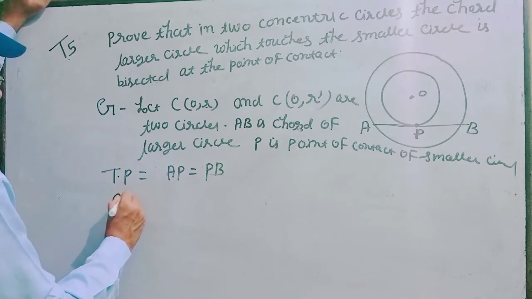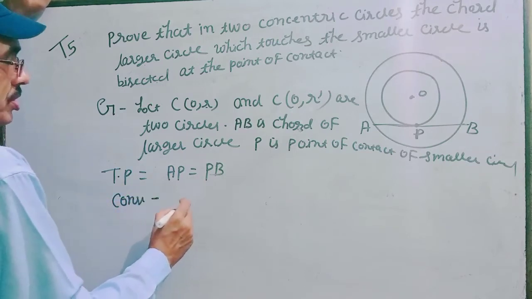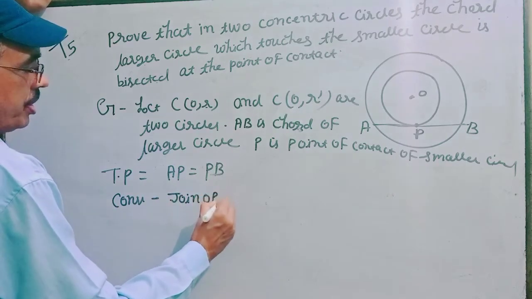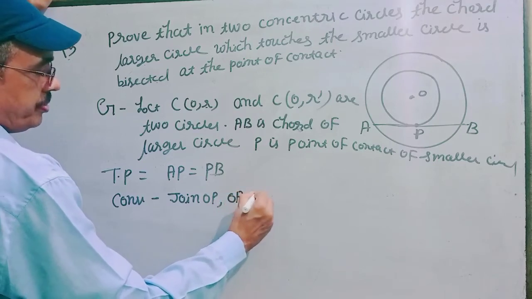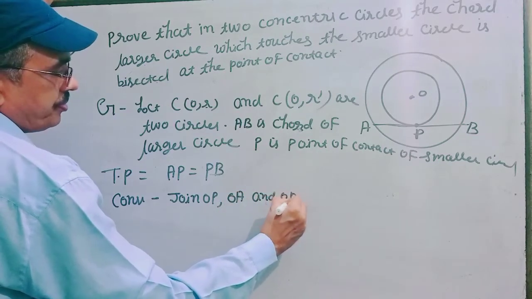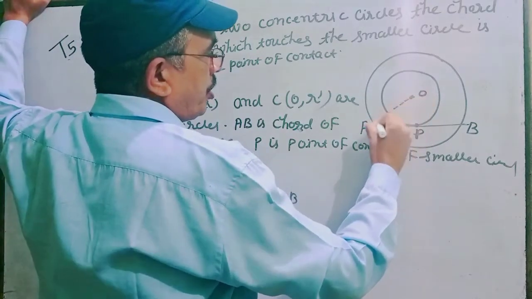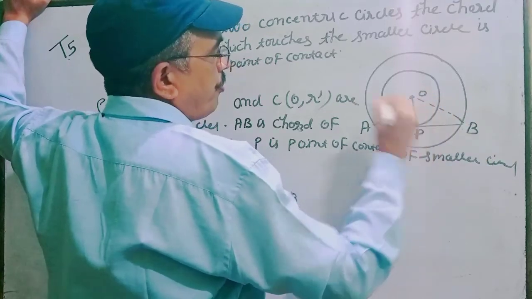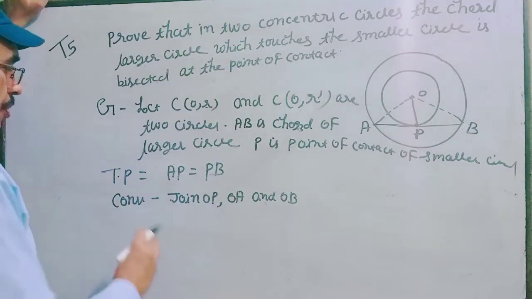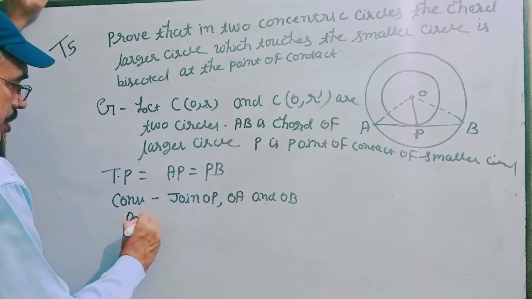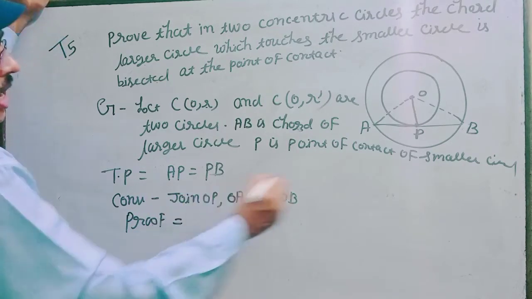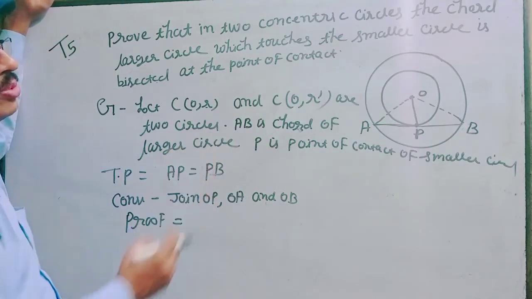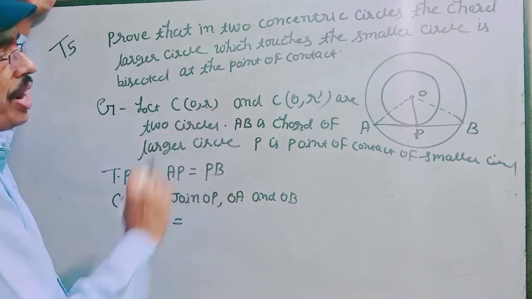Now construction. Join OP, OA and OB. So you join here OA, OB and OP. And you have to prove that AP is equal to PB. Then it is clear that when you find the congruency relation of these two triangles, then you can find AP is equal to PB.